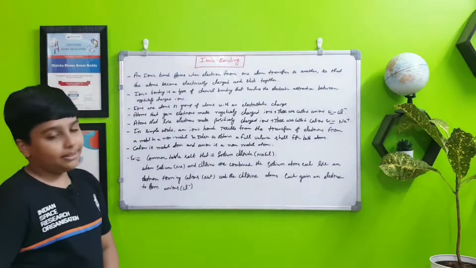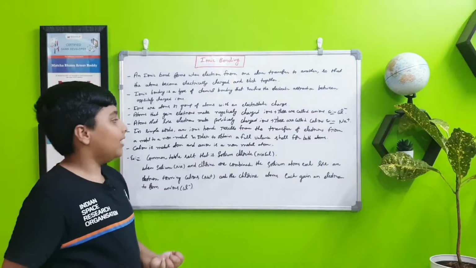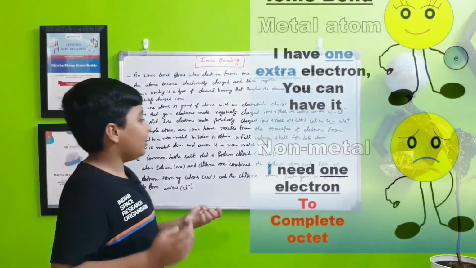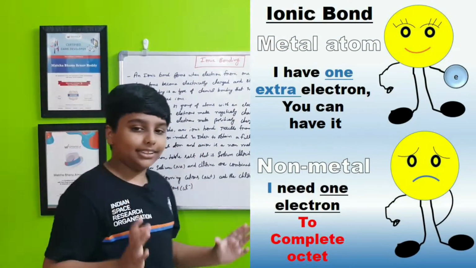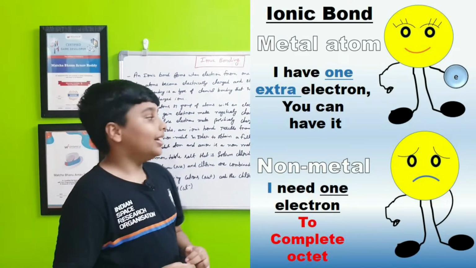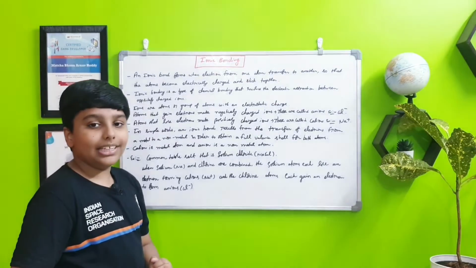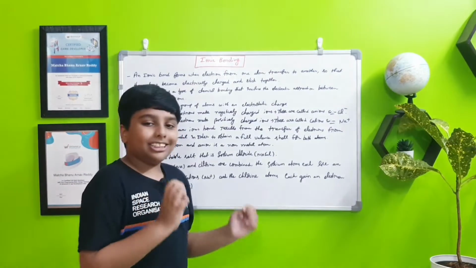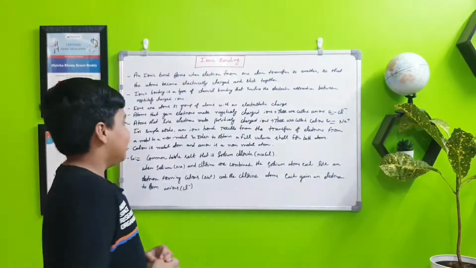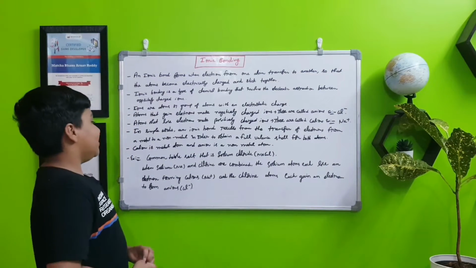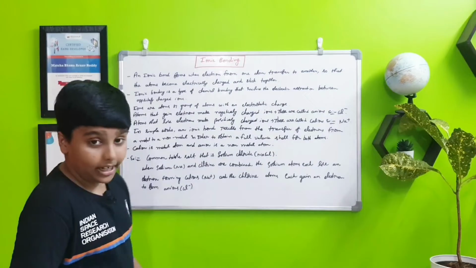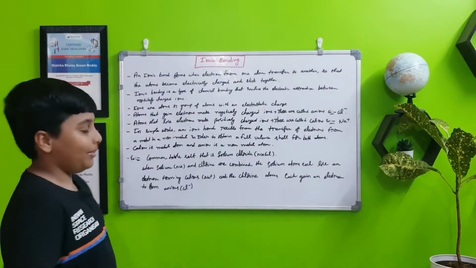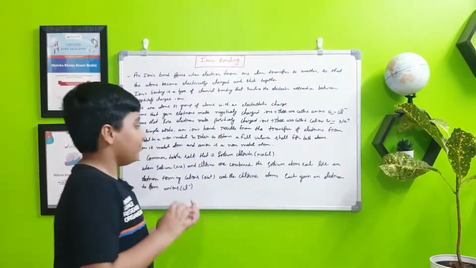In simple words, an ionic bond results from the transfer of electrons from a metal to a non-metal in order to obtain a full valence shell, that means the outer shell of an atom, for both atoms. In ionic bonds, the metal is the donor of the electron while the non-metal is the acceptor. Cations are metal atoms and anions are non-metal atoms, always. For example, common table salt, that is sodium chloride.